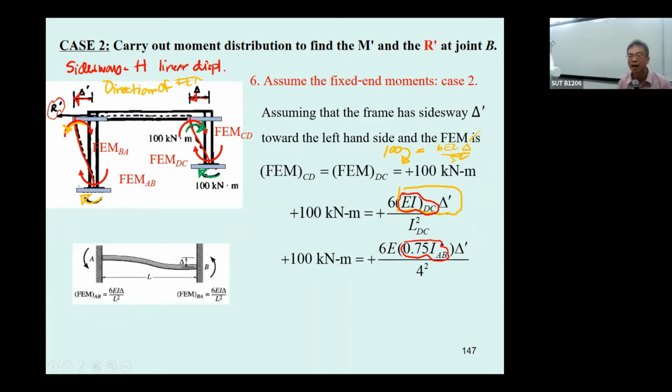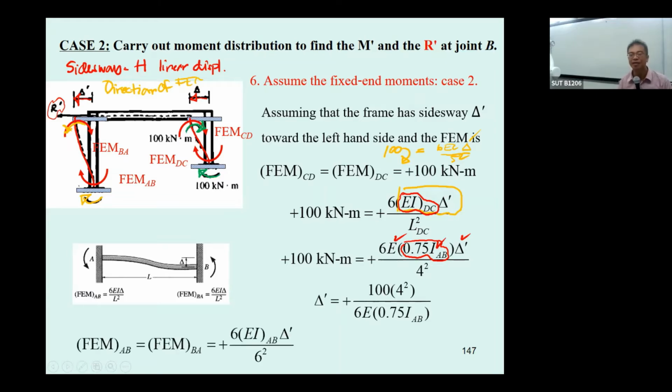You can find I sub AB delta palm. Just plug it in, so you can find EI sub AB delta palm. That means you are looking for this delta palm. And since this one is also delta palm, the fixed end moment occurring here is going to be 6 EI sub AB delta palm divided by length squared.